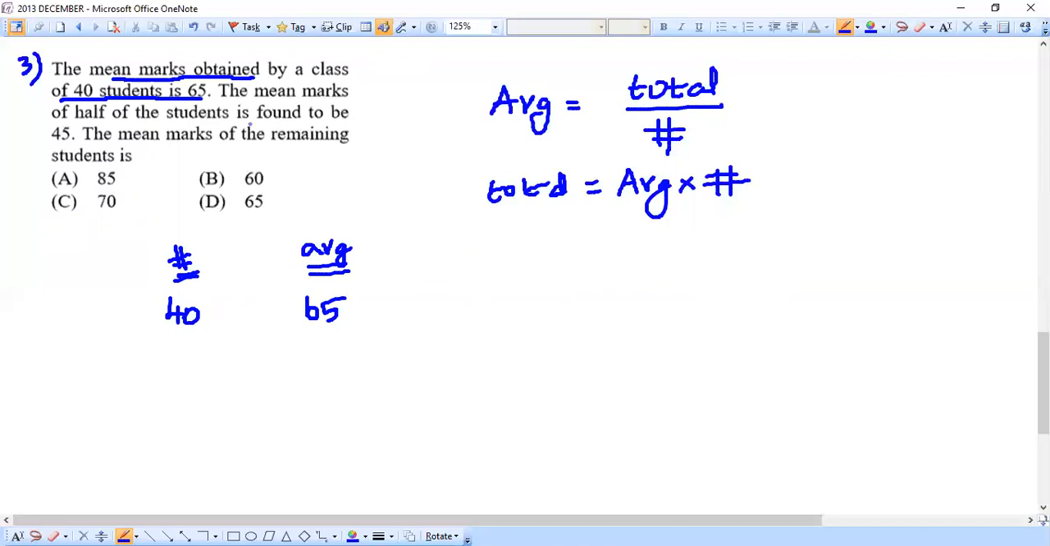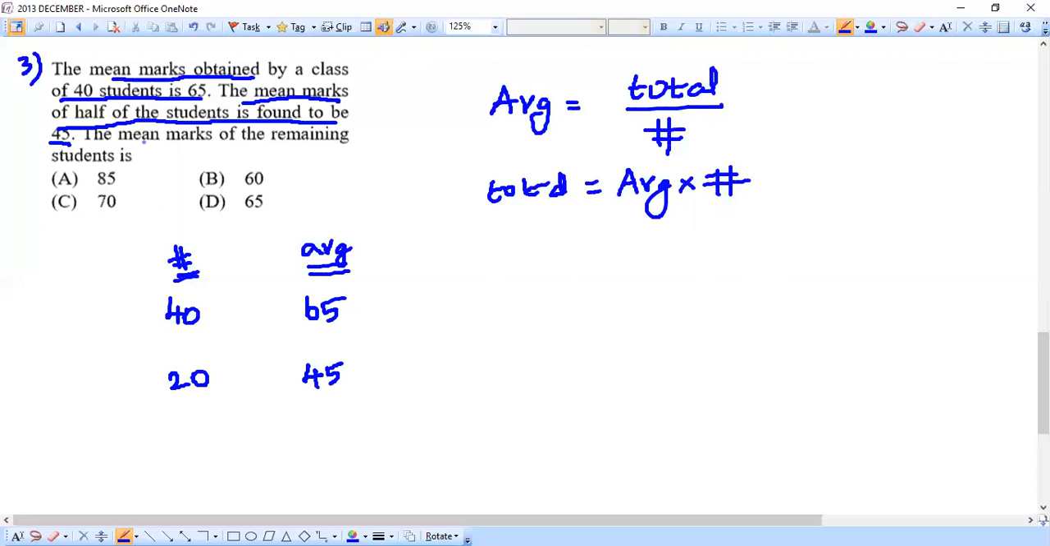And what next is given? Following it, we have the mean marks of half of the students is found to be 45. So what do you mean by that? Out of 40 students, half of them will be 20 students. Very simple. So for the 20 students, the average is found to be 45. This is all we have.